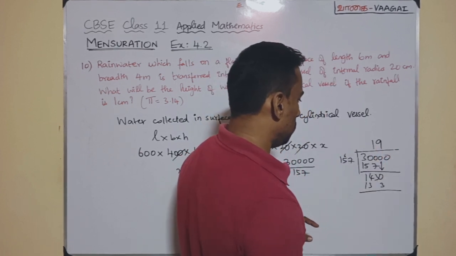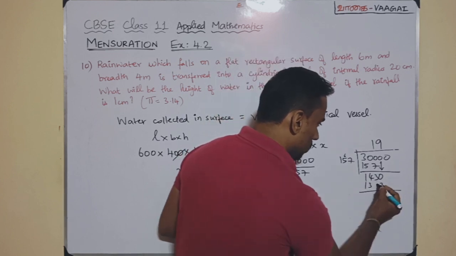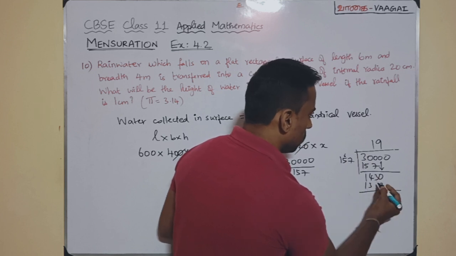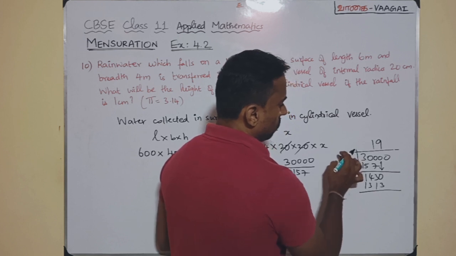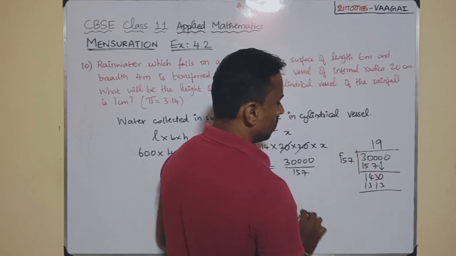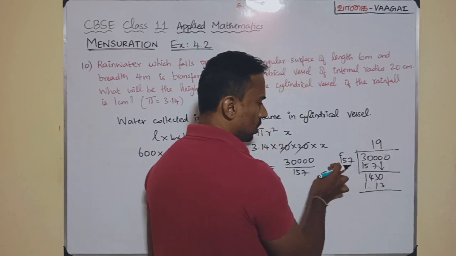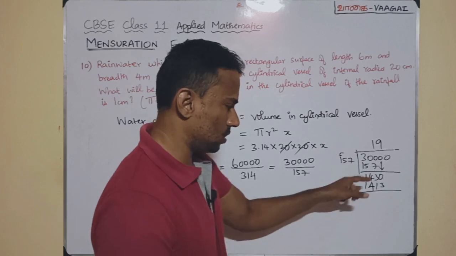So 51 means 1 will come and then 5 will become the carry. Correct? Yes. So once again I will have 9 ones are 9. 9 plus 5 is 14. I will be getting 1413. This is what is correct.